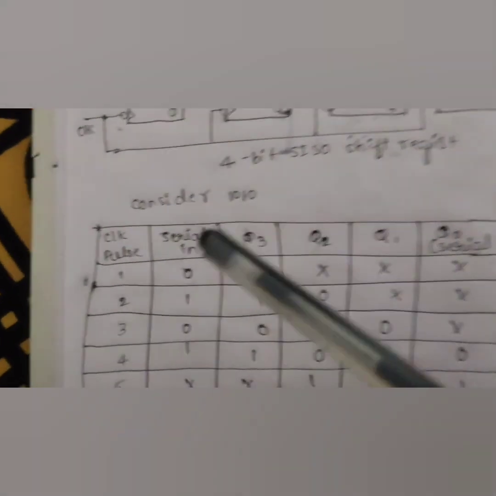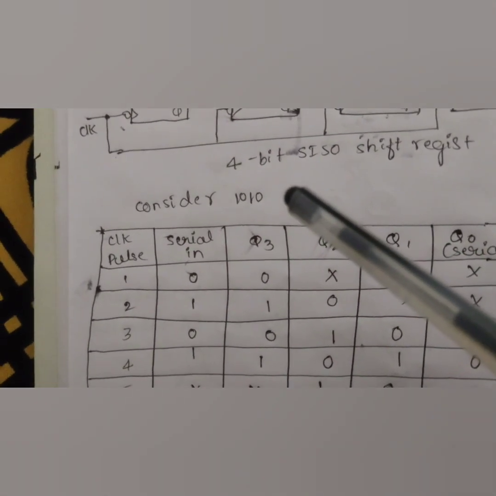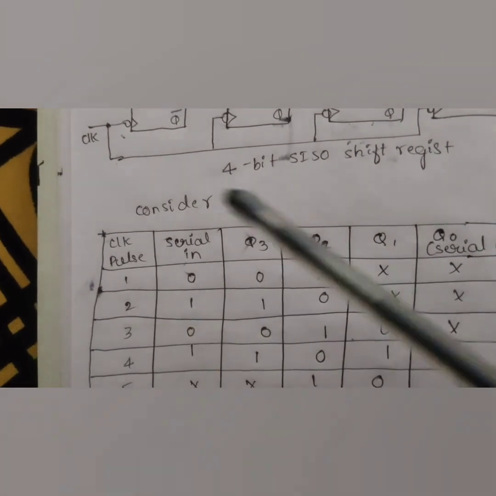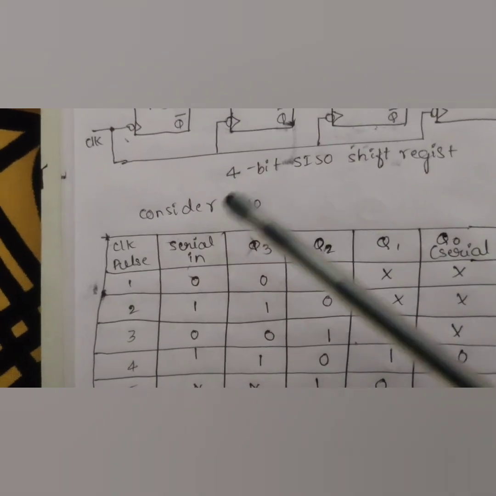Consider 1010 for the serial in, serial out shift register. The input is applied to the shift register by taking the LSB first and lastly the MSB.